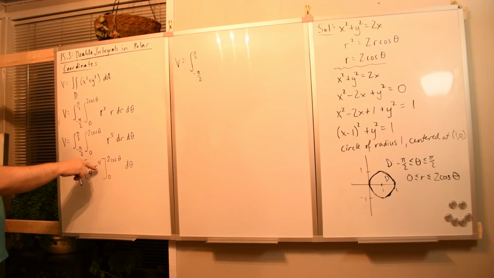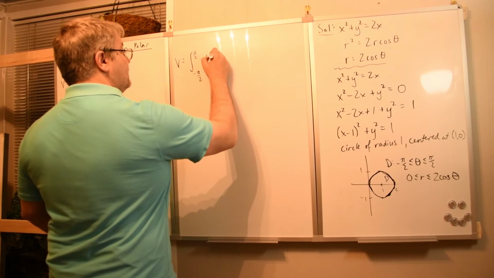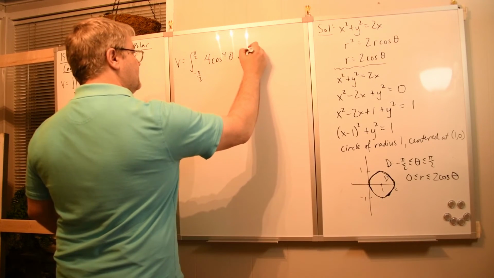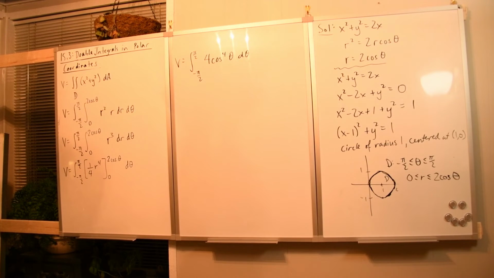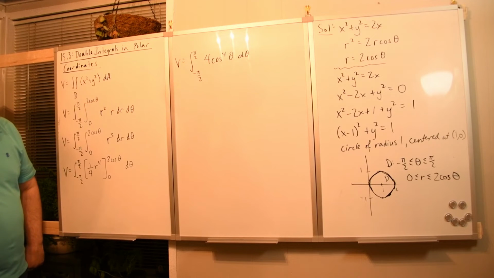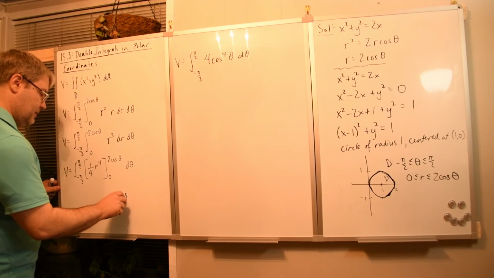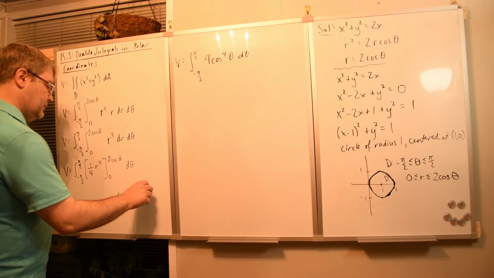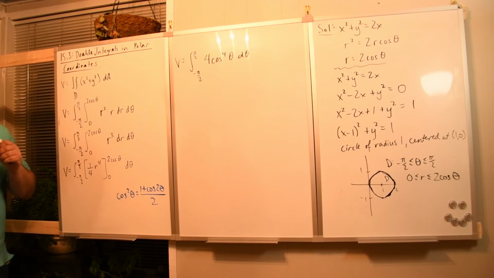Now, if you plug in 2 cosine theta for r, 2 to the 4th is going to give you 16, and a 4th times 16 gives you 4. And then we'll have the cosine 4th of theta. But we've got to use that same sort of identity we saw before. Now keep in mind, we know that cosine squared theta is 1 plus cosine 2 theta divided by 2. But cosine of the 4th theta is cosine squared theta squared.